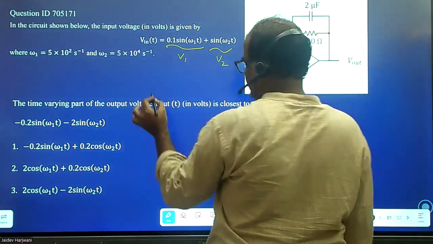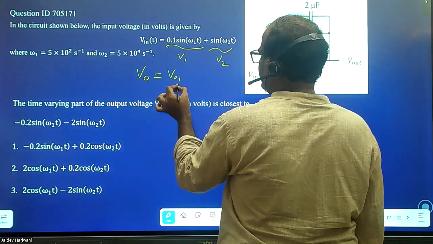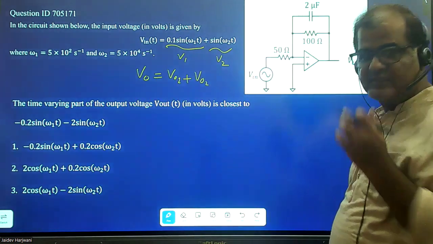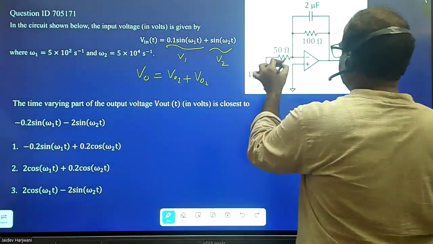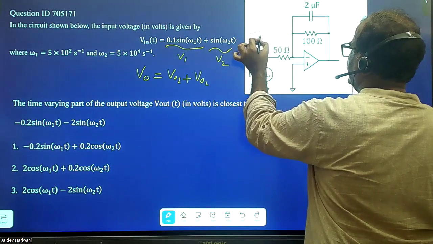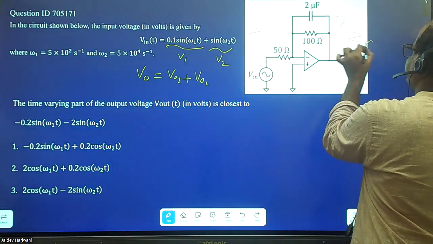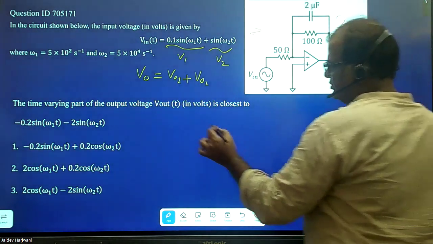So my output will become two parts. This will be V01 and V02. Okay, so let us first analyze the circuit. I call this resistance ZI, and this whole I call ZF. So this is ZI.